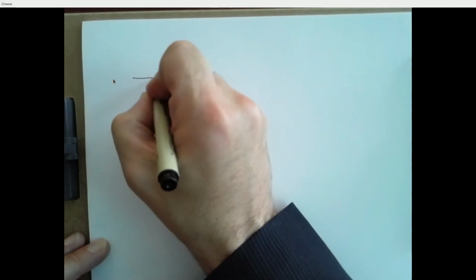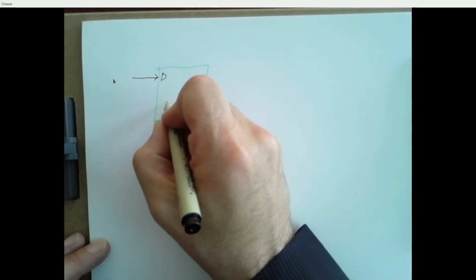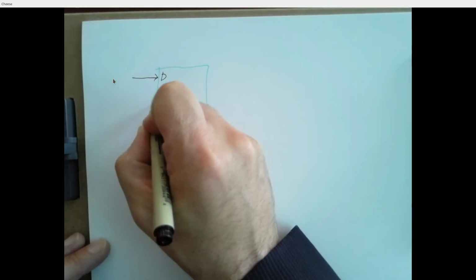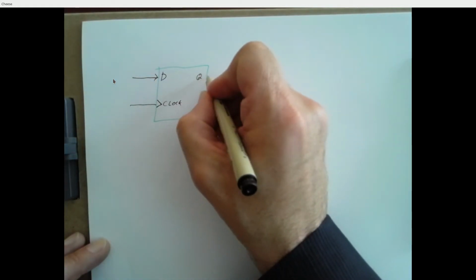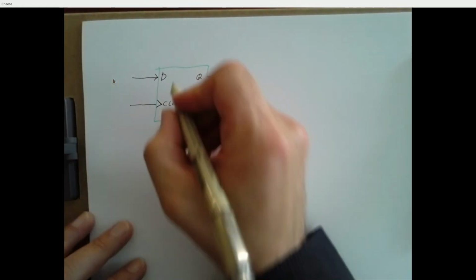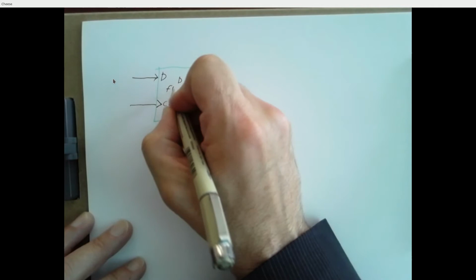And this change is going to turn a D latch into a D flip-flop. So we're going to have a D input. And our load line we're going to call a clock. And we're going to draw this funny symbol here. And here's the Q output. And here's what happens with a flip-flop.